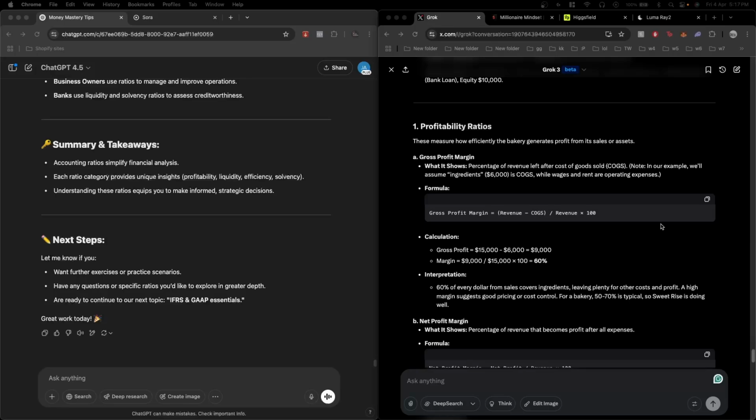Interpretation. 60% of every dollar from sales covers the ingredients, leaving plenty for other costs and profits. A high margin suggests good pricing or cost control. For a bakery, 50 to 70% is typical, so Sweet Rice is doing well.